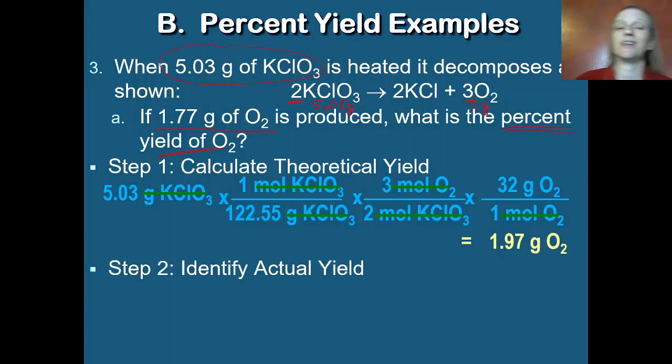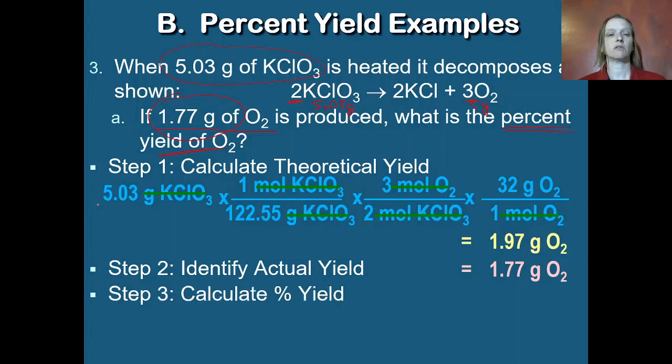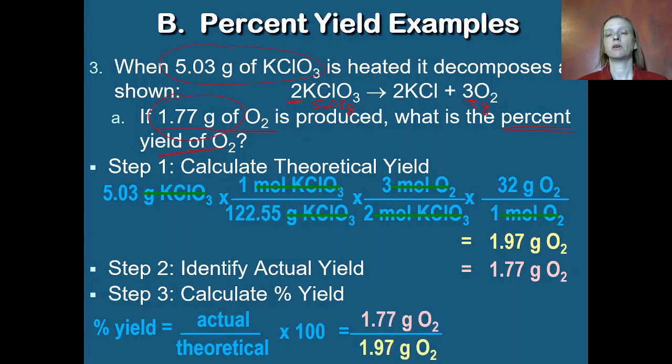Step 2 is to identify the actual yield. This is usually in the problem, and in this case, it's just this 1.77 grams of oxygen. Step 3 is to calculate the percent yield. I've got the actual yield divided by the theoretical yield times 100. So 1.77 divided by 1.97 times 100. And the final answer is 89.8% yield of oxygen.